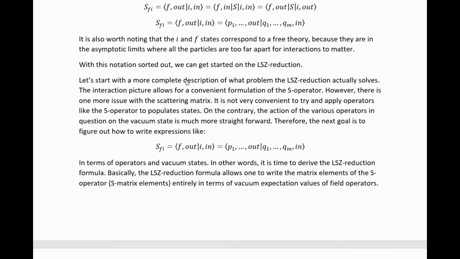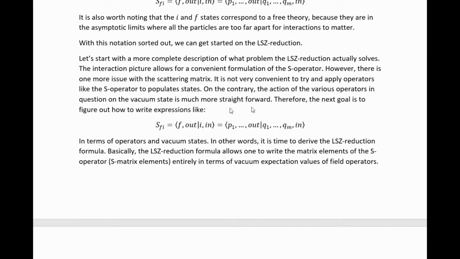Let's start with a more complete description of what problem the LSZ reduction actually solves. The interaction picture allows for a convenient formulation of the S operator. However, there is one more issue with the scattering matrix. It is not very convenient to try and apply operators like the S operator to populated states. On the contrary, the action of the various operators in question on the vacuum state is much more straightforward. Therefore, the next goal is to figure out how to write expressions like this in terms of operators in vacuum states. In other words, it is time to derive the LSZ reduction formula.